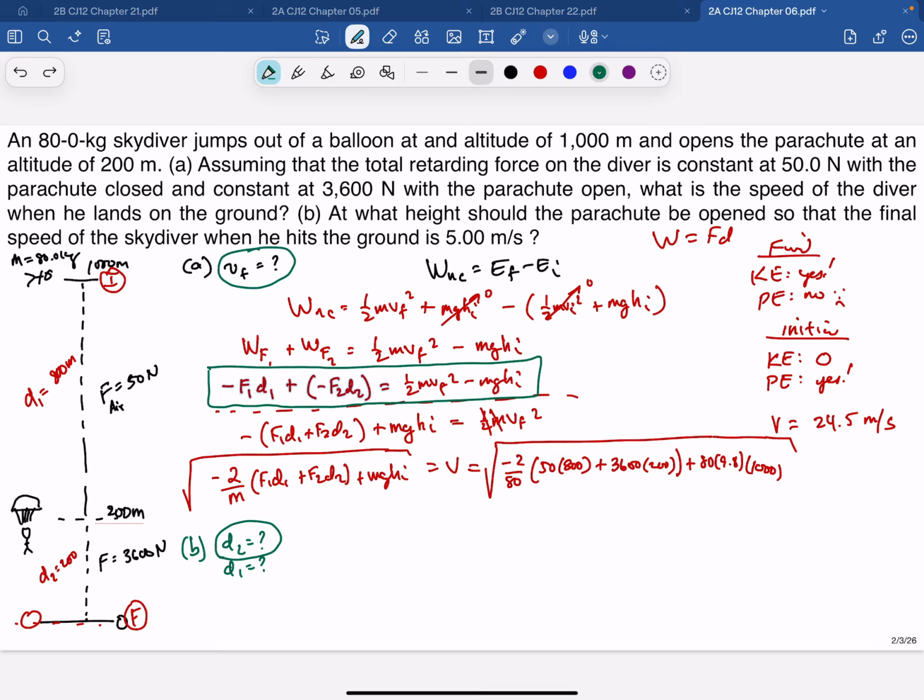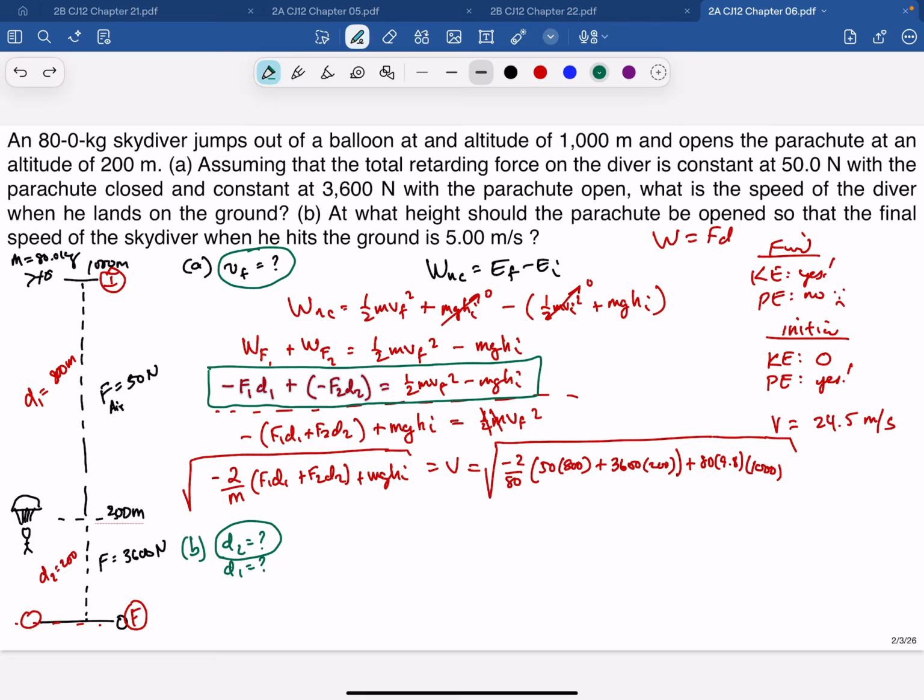Yes. Does the skydiver still have initial potential energy? Yes. Did we introduce new energy? No. We're just changing D1 and D2, right? So we can recycle the equation in the green box. It still applies for this situation. We just need to solve it instead for what?